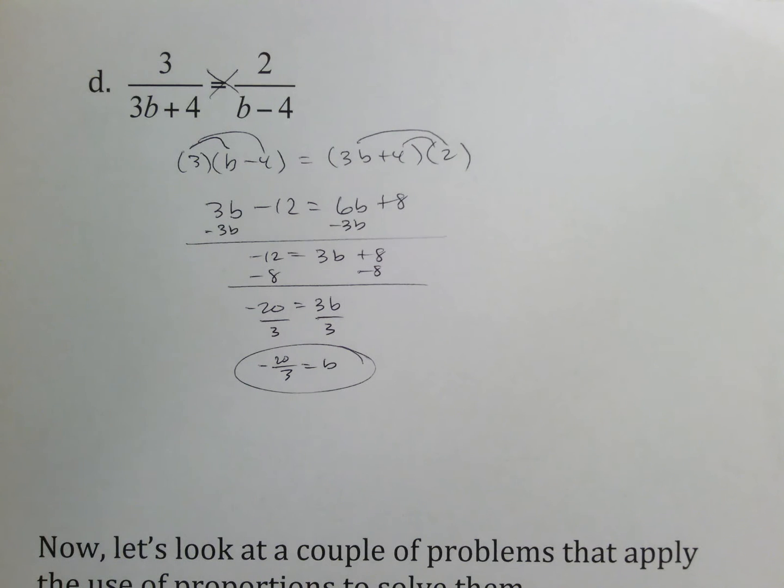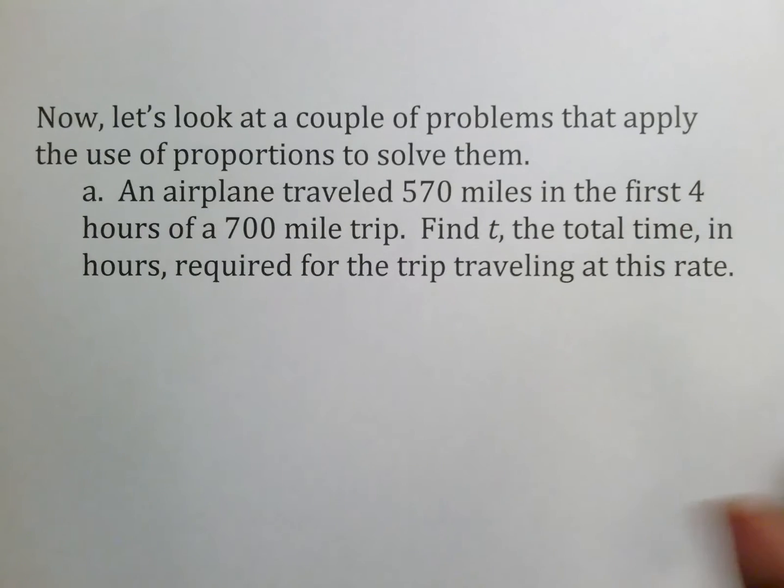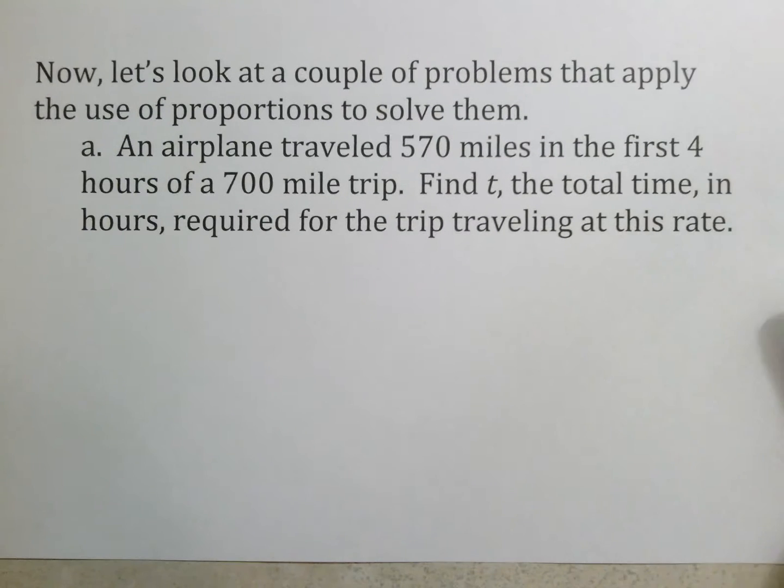Alright. So that is the process that we need to know, but for now let's take a look at some problems real quick that apply to the use of proportions and solve them. It says here that an airplane traveled 570 miles in the first 4 hours of a 700-mile trip. It wants us to find t, the total time required for the trip.